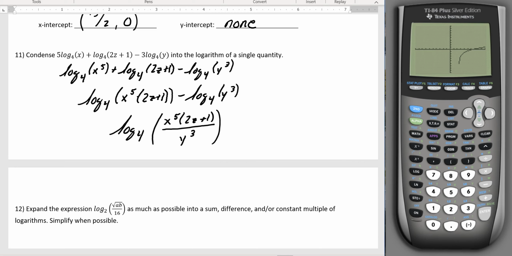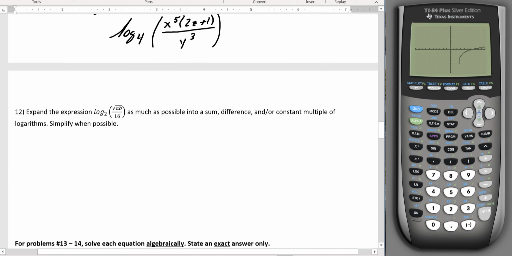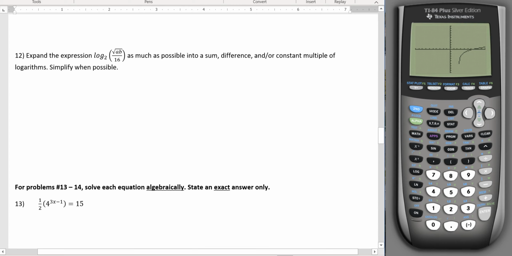All right, and I think that would be our final answer. So notice, we are fully condensed when there's only one logarithm. Log base 4 of x to the 5th times 2z plus 1 all over y to the 3rd. Excellent. Now, looking at 12, the exact same idea, except this time we are expanding, and it says to simplify when possible. And that's something that a lot of students always struggle on. So let's go ahead and split this up.